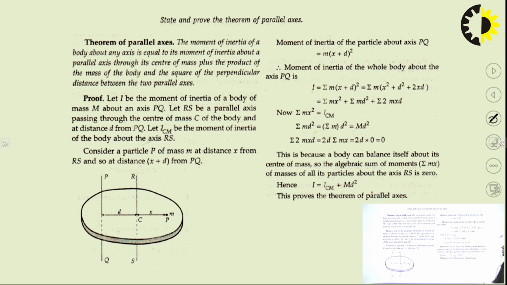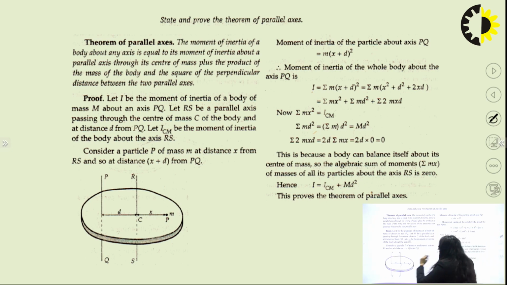The next theorem is the parallel axis theorem. The moment of inertia of a body about any axis is equal to its moment of inertia about a parallel axis through its center of mass plus the product of the mass of the body and the square of the perpendicular distance between the two parallel axes. Understand this theorem? It is nothing.